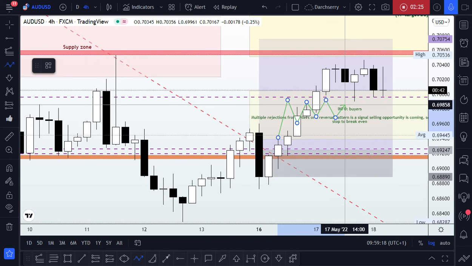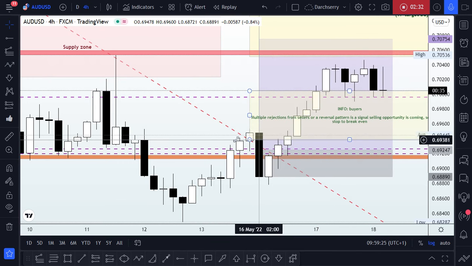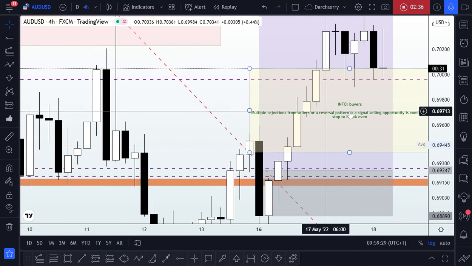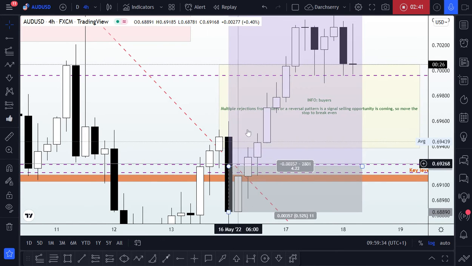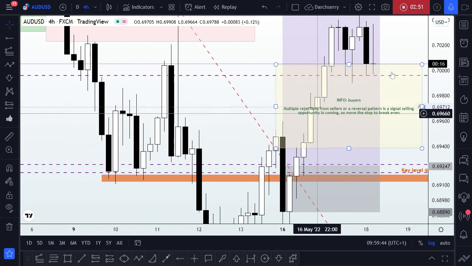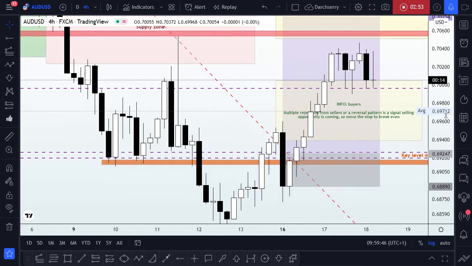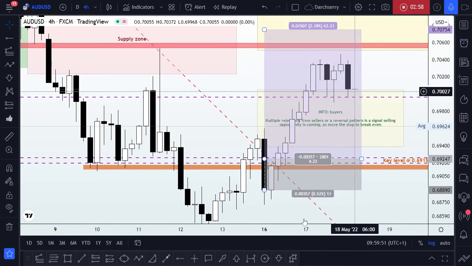in that regard, and that if we see such structures we should definitely move our stop loss to break even at this point or lock in some profit at this area. And I think that information is what I stated in this yellow box, which I said info for buyers, that for those who took the counter trade opportunity, multiple rejection from sellers or a reversal pattern is a signal selling opportunity is coming, so move the stop to break even. I stated this clearly during the previous video. You can check the link below for reference purposes.